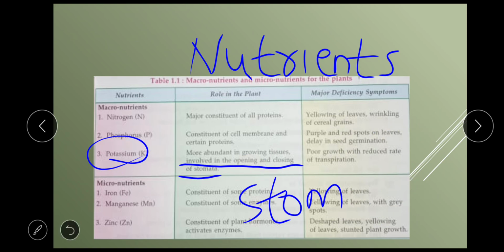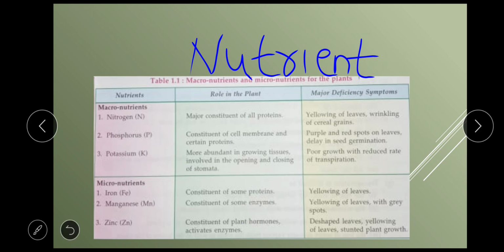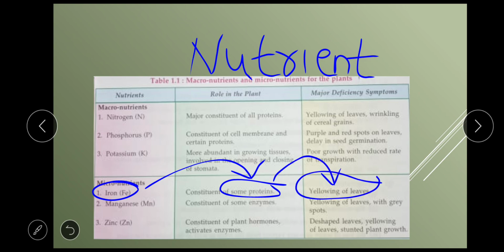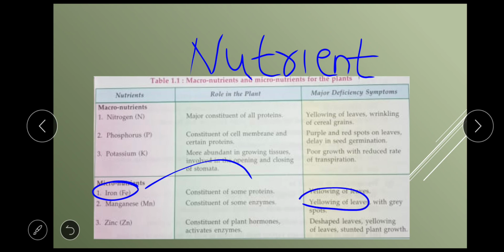Next, after potassium we have iron. These are micronutrients. From iron the plant gets some proteins, nothing much, but it gets some proteins. If these proteins are not there, then leaves will become yellow. Next is manganese. Manganese also gives some enzymes. Enzymes are required to make food for the plants and to fight diseases. If this food is not there, if these proteins are not there, again it will give yellowing of leaves, and there may be some gray spots also.